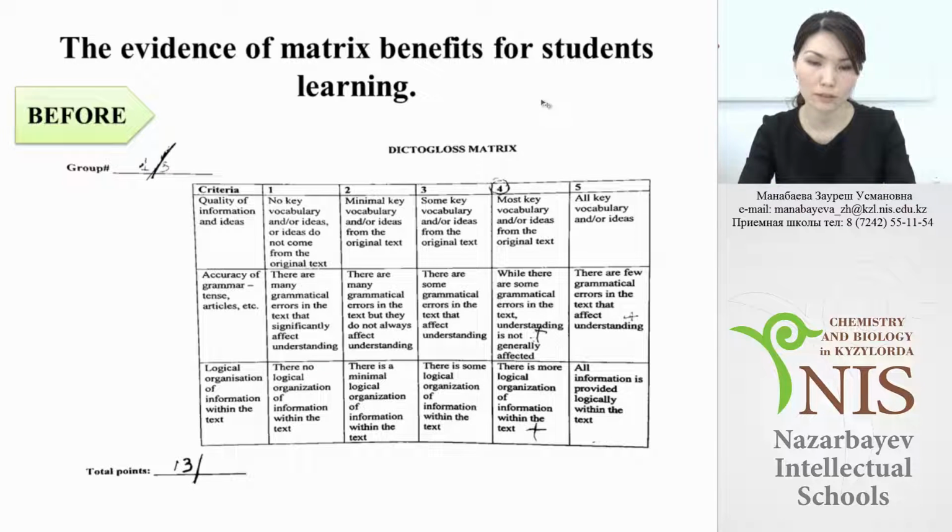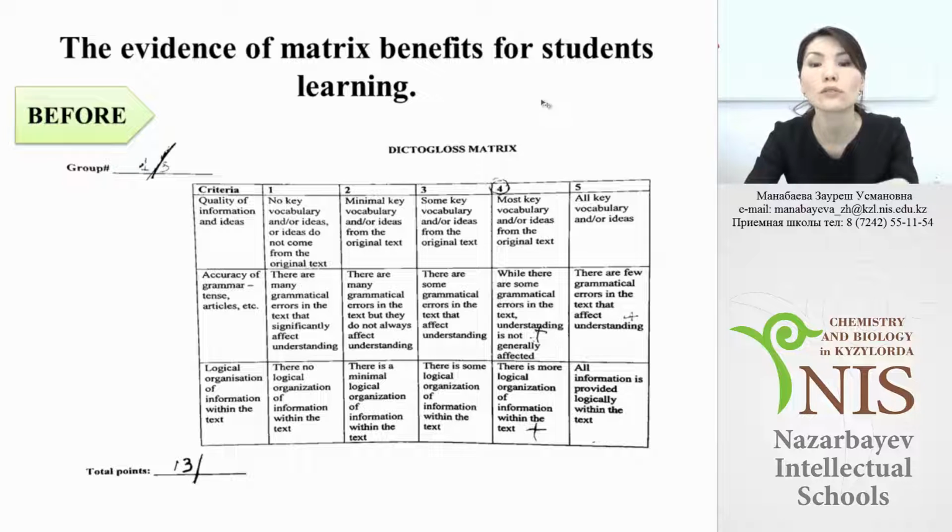I have gathered some evidence for myself to see the effectiveness of peer assessment using the matrix. The first time I used the matrix, it was a dictogloss activity, and the students gave, you can see, total points of 13, and this is one of the highest points. It means they got 4 or 5 on all criteria. So 15 is the highest point, 13 is not bad, it's a very good point.